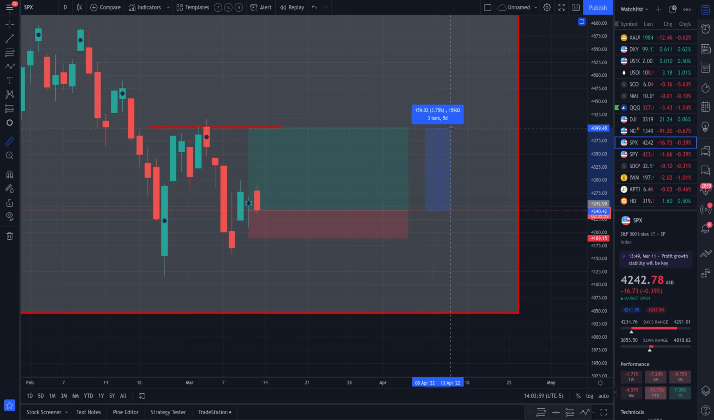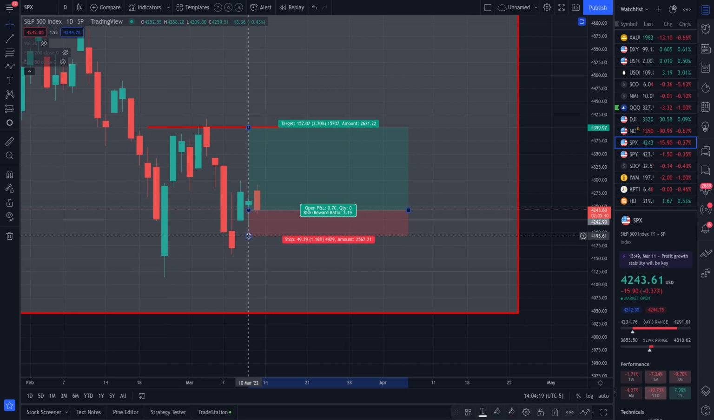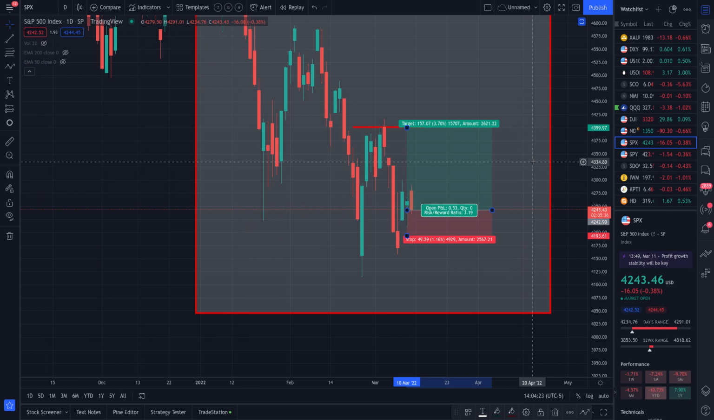It's a 3.7% move to the upside at about $4,400. And of course, the risk to the downside will be about a 1.1% risk to the downside, 1.3%. Okay, it's like a 2.1-ish risk to reward, 2.19 risk to reward. So that is the information in the charts.